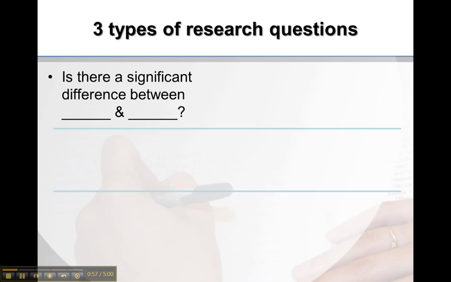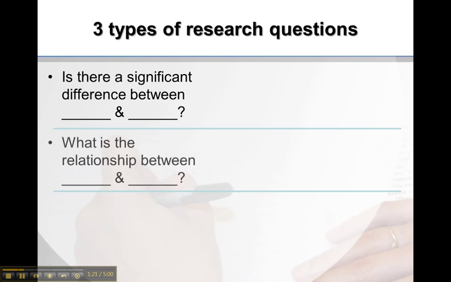Remember, this has to be operationally defined, so we'd want to say something like, is there a significant difference of the third grade TCAP reading scores between the students who are on free and reduced lunch and those who are not? And so we've already got students divided into groups. We're putting in there exactly what it is we're going to be measuring as the dependent variable, and that's one type of research question.